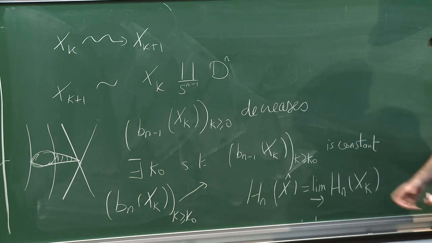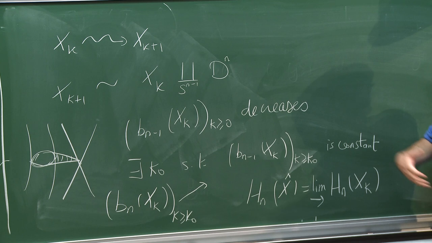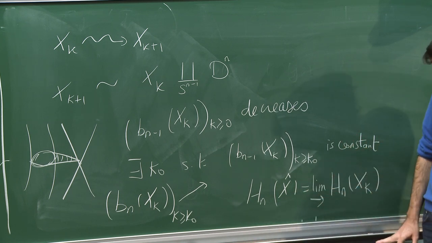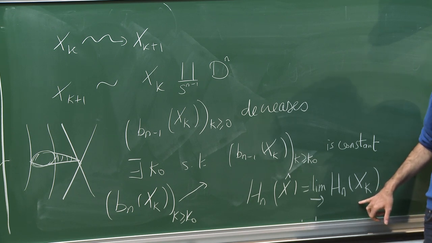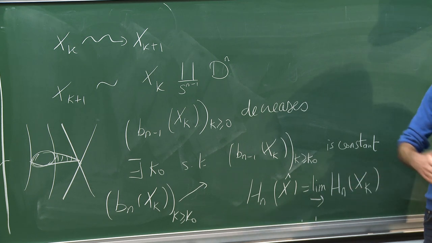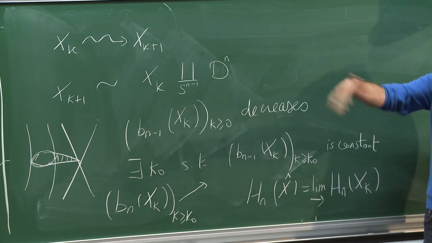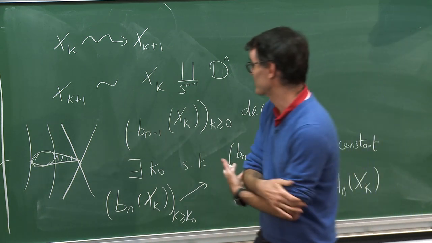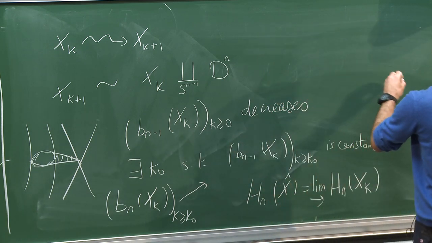And if a cycle is the boundary of something, that something is also contained in a compact set. So this H_n is the limit of these H_n of X_k. And what I will explain now is that these H_n's, I will inject one into each other, and the rank will increase strictly. So it's really infinite dimensional. And the proof is like this.